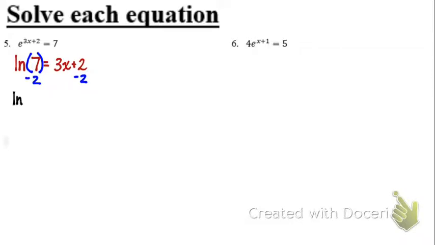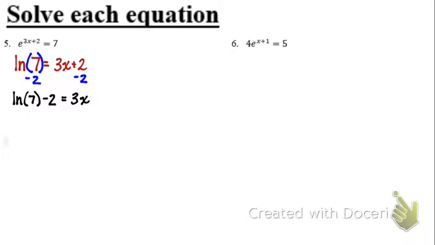So in my calculator, you guys are going to evaluate this with a calculator in a moment. I would have natural log of 7. Calculators almost always automatically open up parentheses when you put in a log or a natural log. So then you would close your parentheses after the 7 and then do minus 2. Equals 3x.